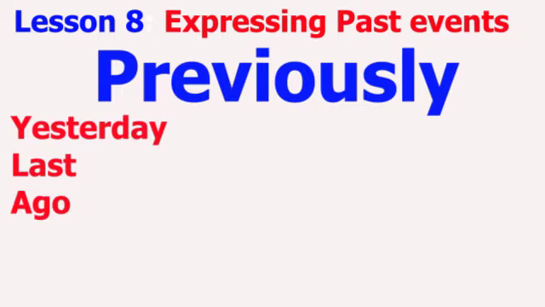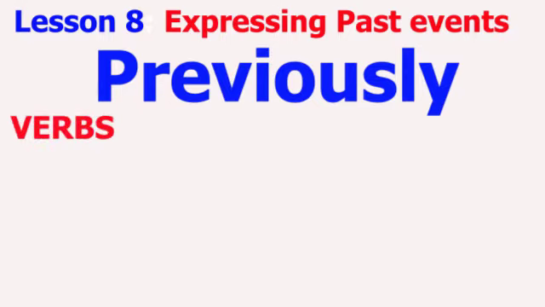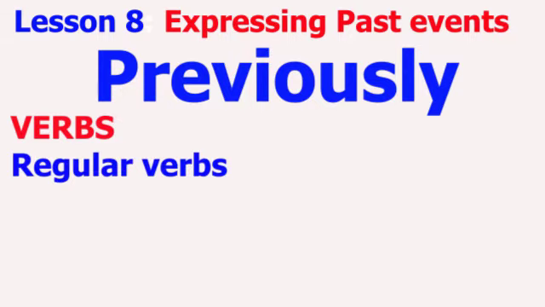Two, you can say 2 minutes ago, 5 weeks ago, and so on. But also we said that we need to be careful with the way we are using our verbs, because we'll be using two kinds of verbs. The first is regular verb, and the second one is irregular verb.